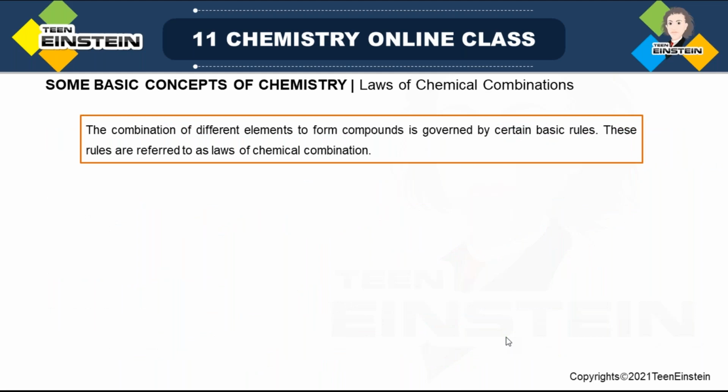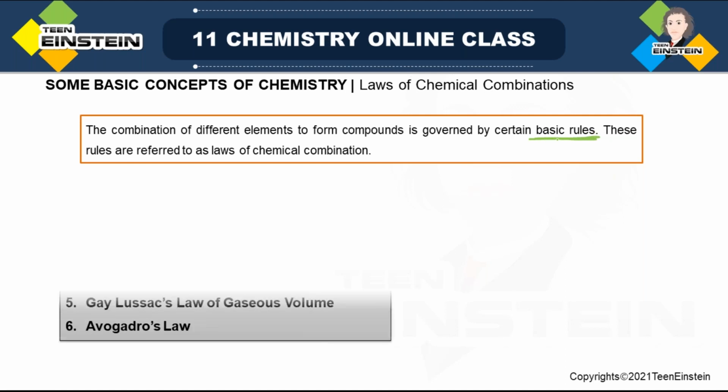Now there are different laws of chemical combinations. These laws are basically used when different elements, or sometimes it may be compounds also, are combining with each other and forming some compounds. So they follow some basic rules. These rules are actually the laws of chemical combination. Okay. So look at this.